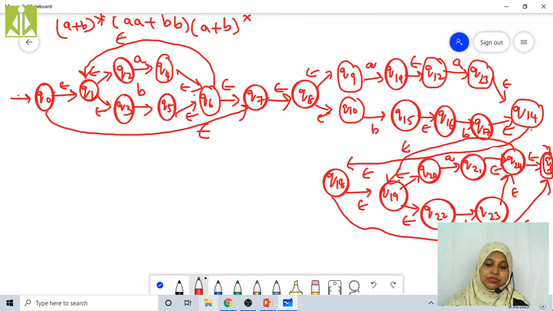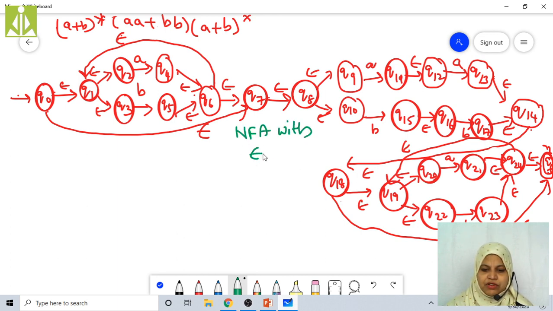To solve this type of equations, you have to do more and more practice, then only you will be able to solve them. These are very very important questions. You are going to get this type of questions in LAQ. This is a 10 marks question. This is the NFA with epsilon moves.